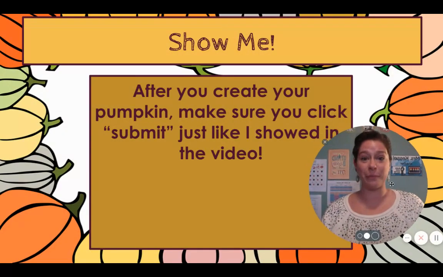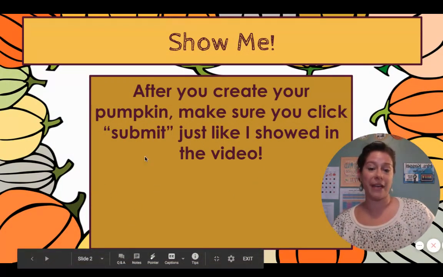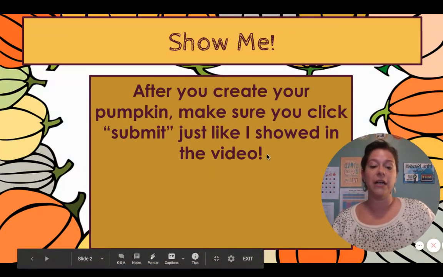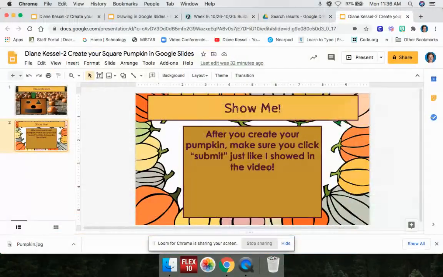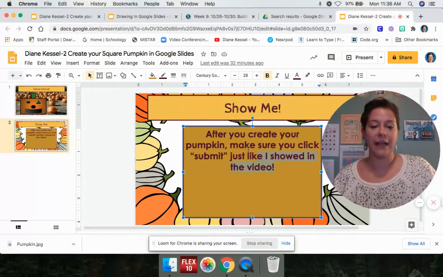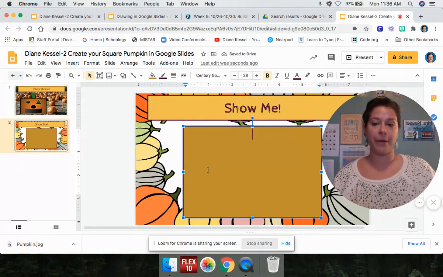All right, so you've built your pumpkin. Now you're gonna do the next step, which is to put a picture of your pumpkin here. So I'm going to delete this writing, and I can do that by just clicking on it and highlighting it and clicking the delete button or backspace. And I'm gonna put my picture here.